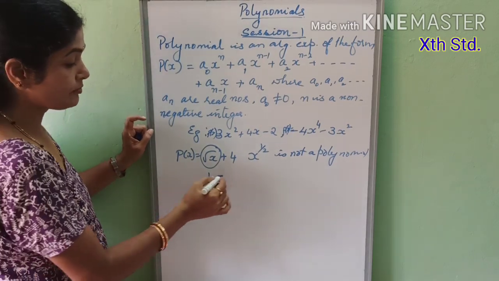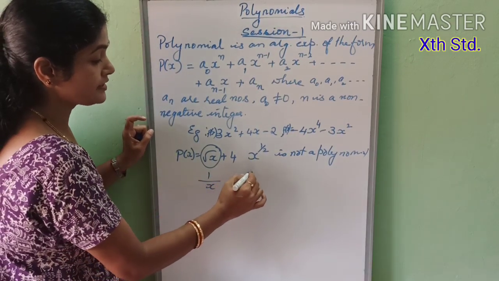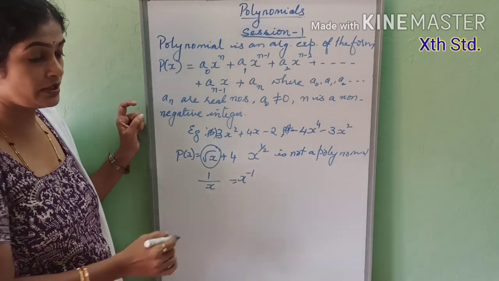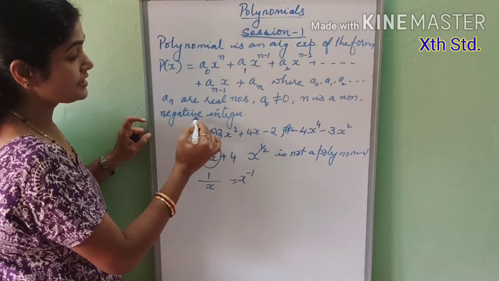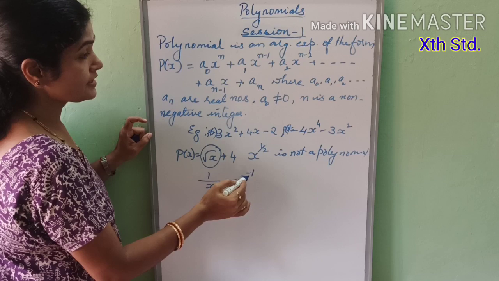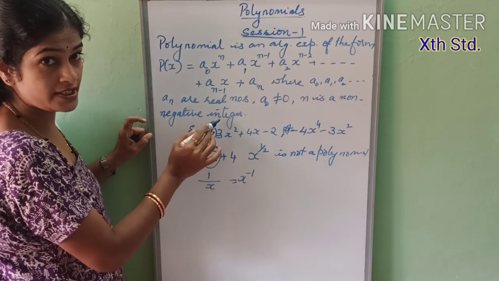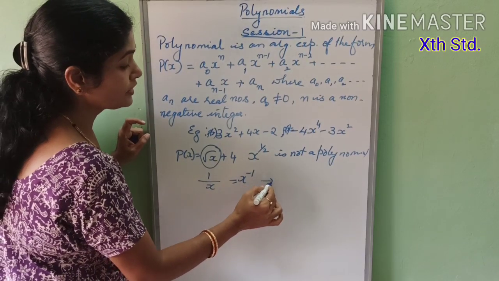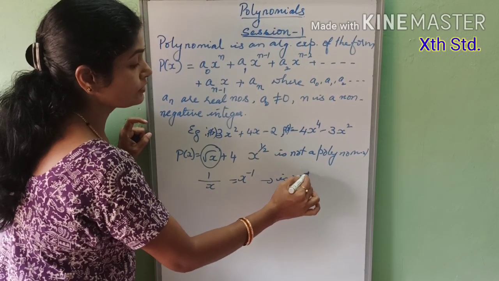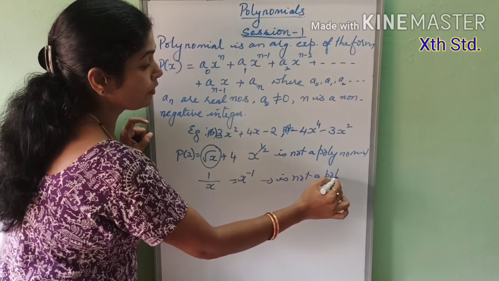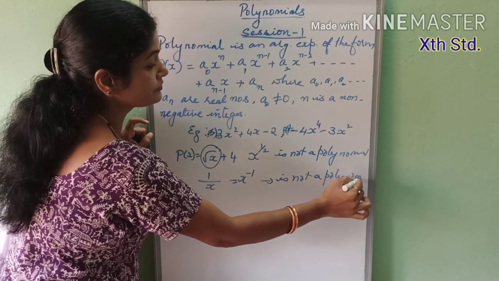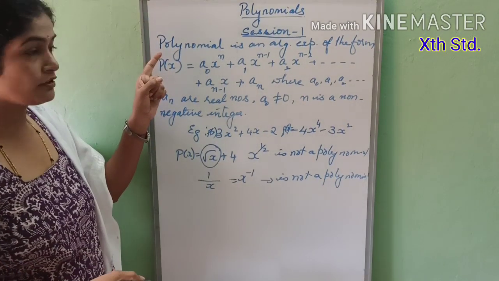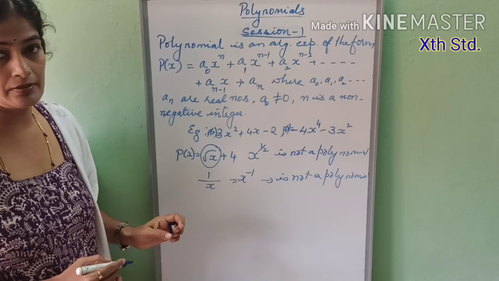Similarly, maybe 1 by x. Is 1 by x a polynomial? How can we write this? This is nothing but x raised to minus 1. The power should be a non-negative integer. Is it a non-negative integer? No, it is a negative integer. Therefore, this is also not a polynomial. Clear? Definition of a polynomial, then the examples.